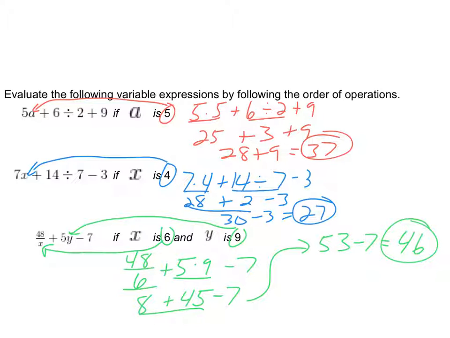For the last one, 6 goes in for x, 9 goes in for y, so I get 48 over 6 plus 5 times 9 minus 7. 48 over 6 is 8. 5 times 9 is 45. 8 plus 45 is 53. 53 minus 7 gives me 46.